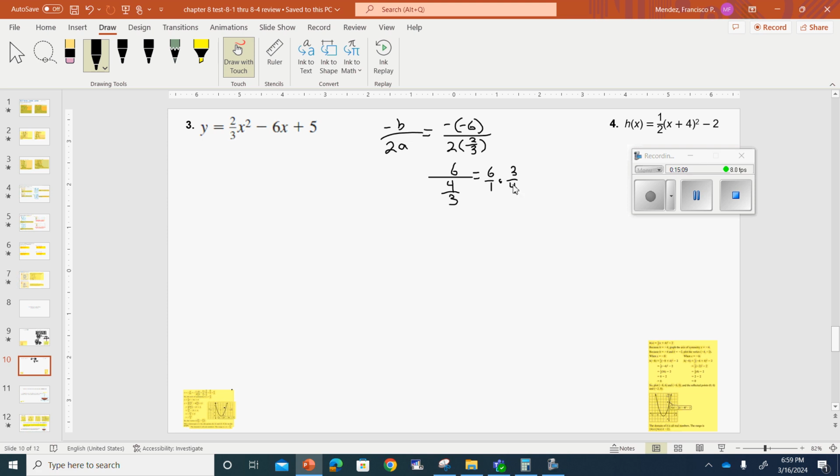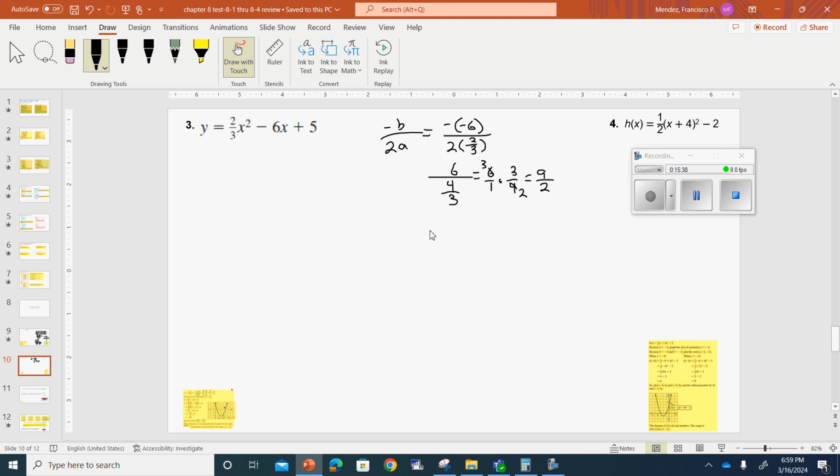Well, 4 and 6 can be reduced, right? So I can divide both of them by 2. 4 divided by 2 is 2. 6 divided by 2 is 3. And now I've got 3 times 3. That's going to equal 9. Let's make sure everything's right. Yeah, and that's going to be 9 over 2.